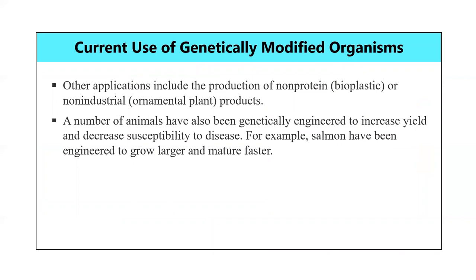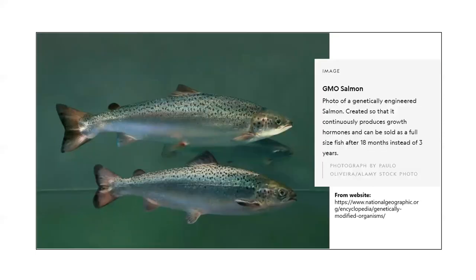Other uses of GMOs include the production of non-protein or industrial products. And a number of animals have also been genetically engineered to increase yield and decrease susceptibility to diseases. For example, what we're seeing now here is a genetically modified organism, salmon. Normally, it takes 3 years to raise salmon before it's sold.